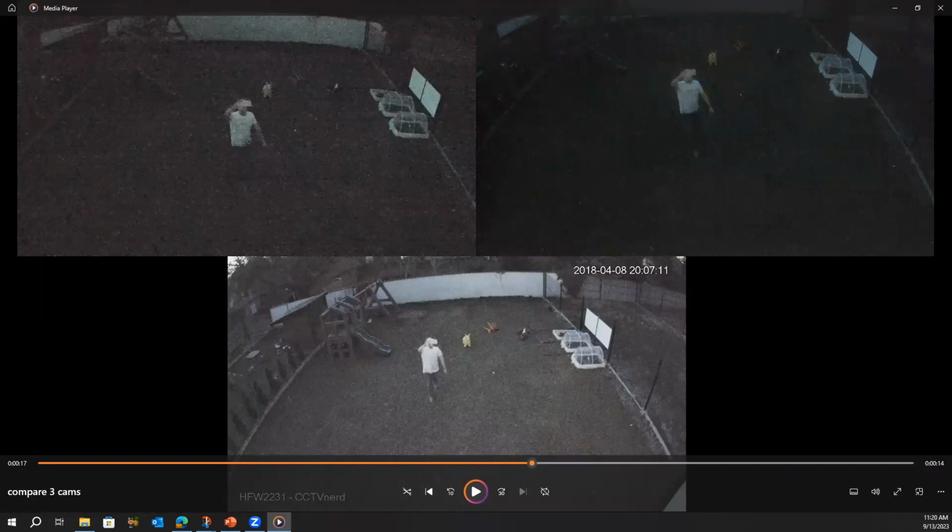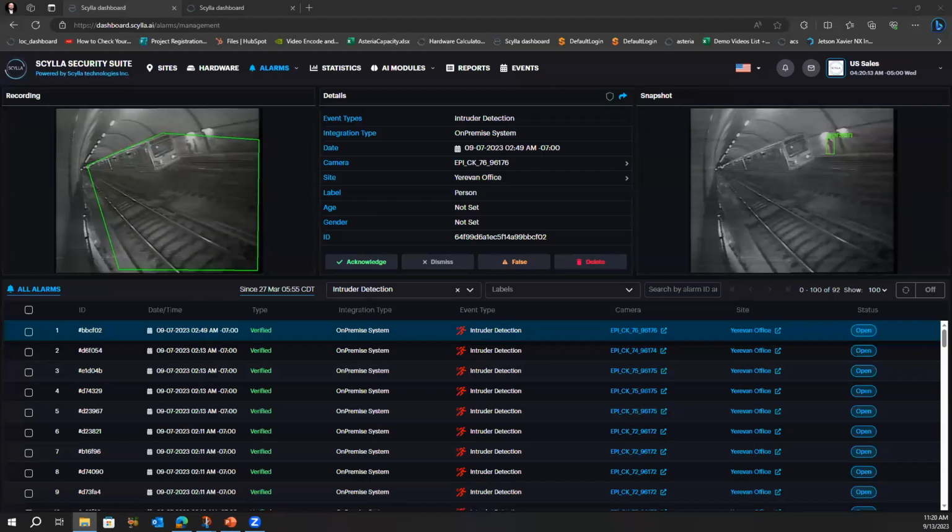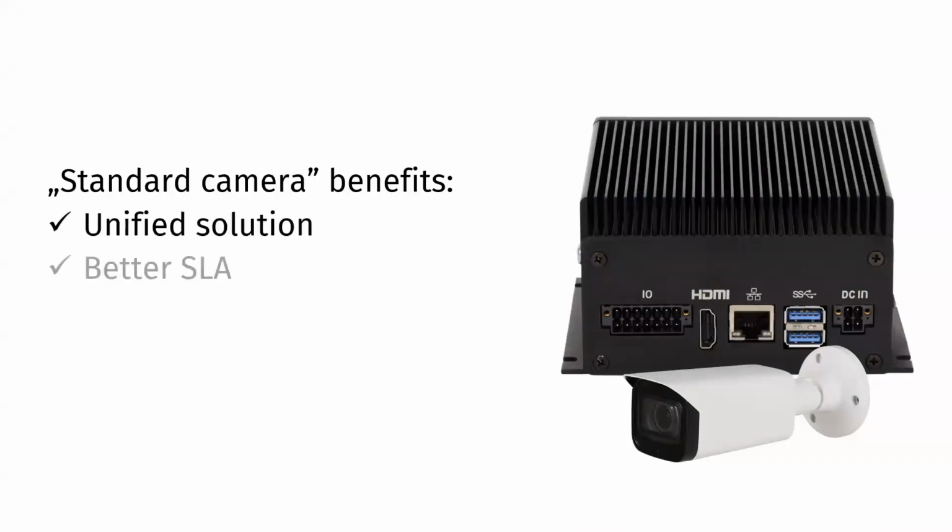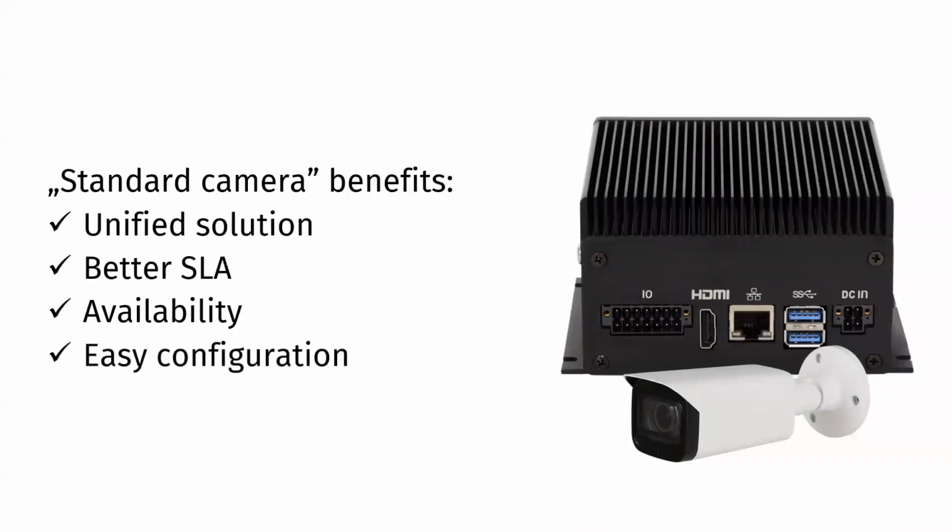Right now, when we talk about cameras, the camera is just a detector. It's like a PIR sensor. The purpose of the camera is to detect the object and send you the alarm.